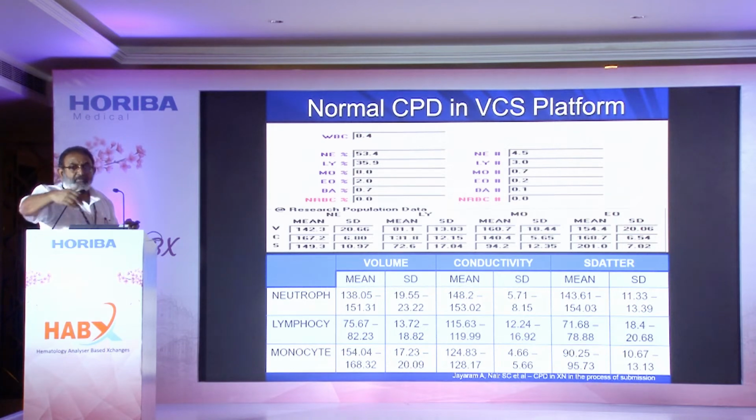Gangaram lab. Anil was involved in that. There was not much of a difference. So that means an average size of a neutrophil is very common among most of the Homo sapiens.